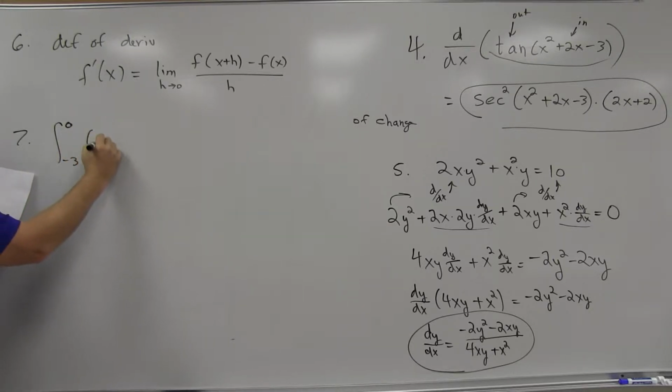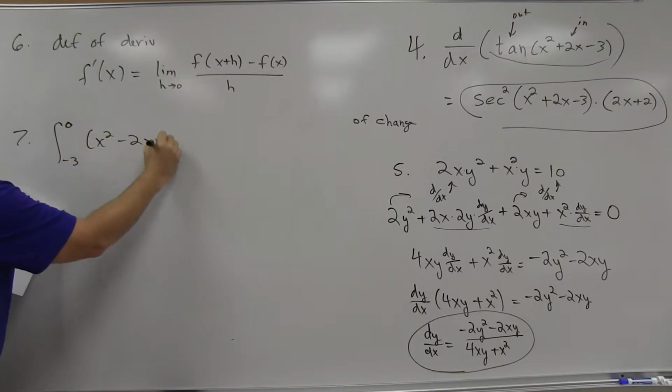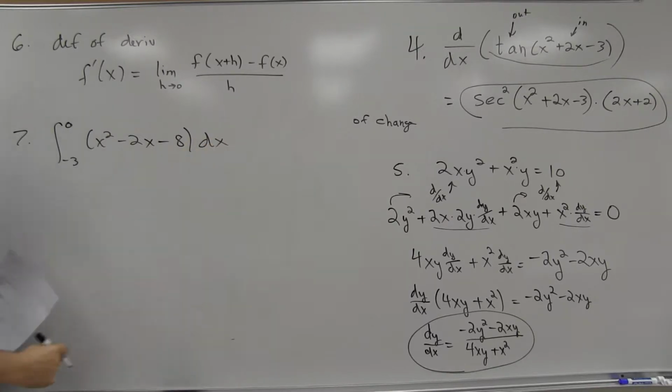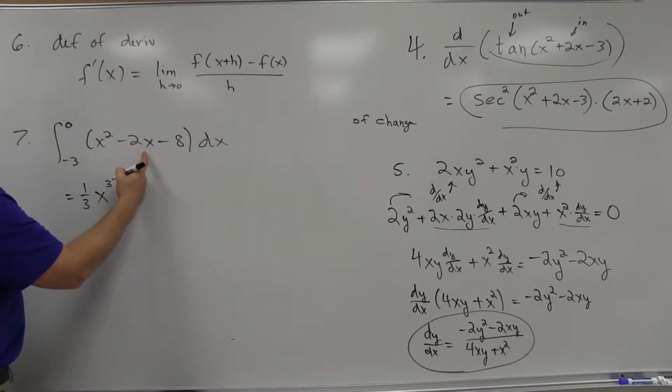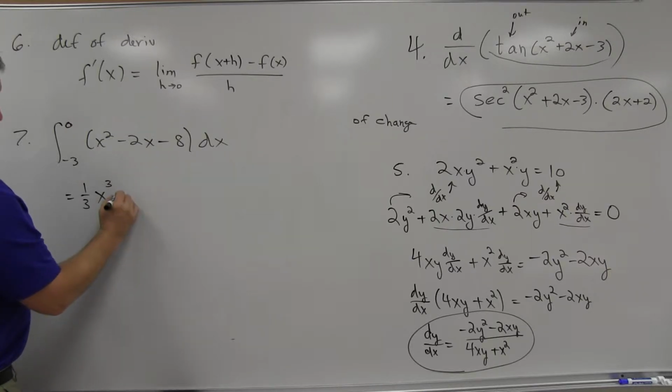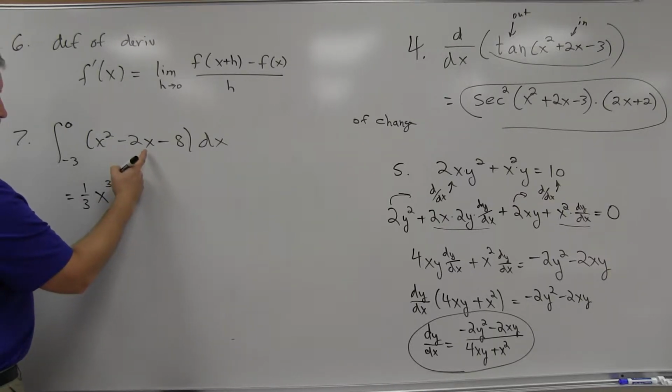Integral from -3 to 0 of x squared minus 2x minus 8 dx. All right, this is where you have to remember this is an antiderivative, so we do the opposite of derivative, right? You raise it to a power and divide by the new power, make it 1/3. Antiderivative, right? And this is a minus, so I can just do the antiderivative of that.